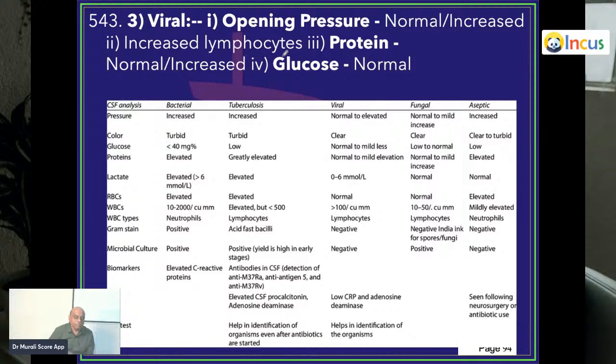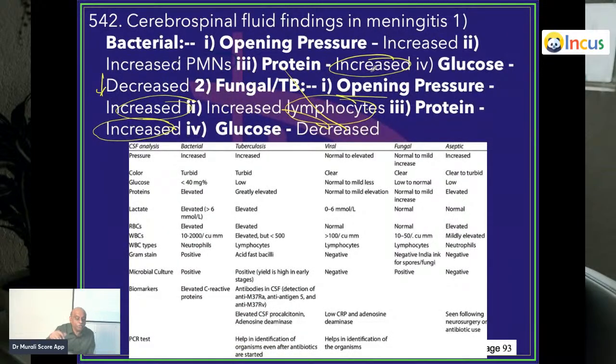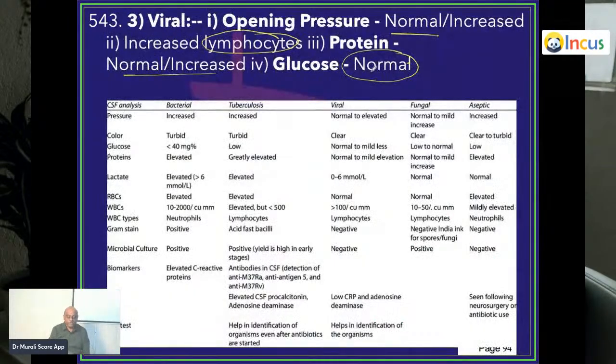Then how about the viral? In viral, pressure is not really that increased. It is more or less normal. But lymphocytosis is there. In viral, protein is normal or mildly increased, unlike bacterial where it is significantly increased. Glucose is normal, unlike bacterial or fungal or TB where glucose is decreased. That is what you need to remember. All right, now, this table is in every book, not necessarily Dr. Murali Bharadwaz notes, but the point is, will you postpone this kind of thing for the last moment? No. They should be in your DNA, RNA, mind, REM sleep also.